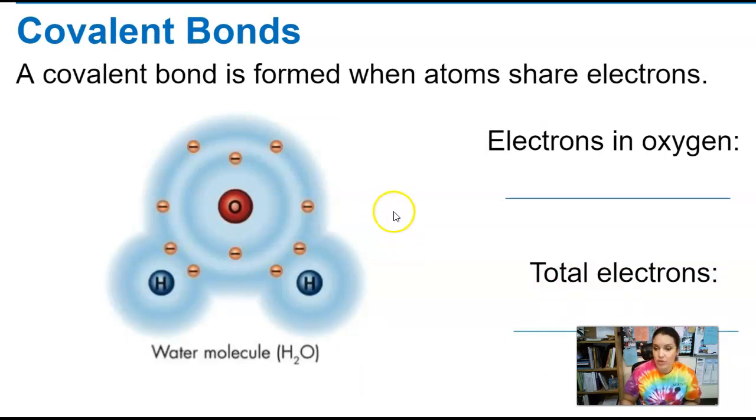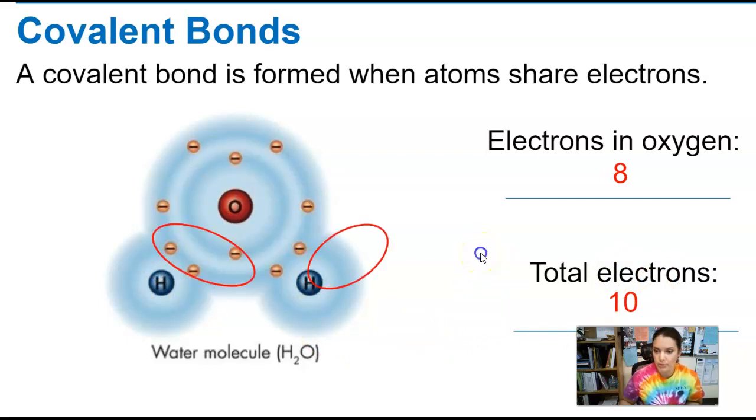Covalent bonds are the other type of bonding we need to talk about. It's a bond formed when atoms share electrons. The typical example is water, H2O. These are supposed to circle the hydrogen ions. We've got 8 electrons in oxygen and 10 total electrons, hence H2O. There's those 2 electrons that they are sharing is what it's trying to circle.